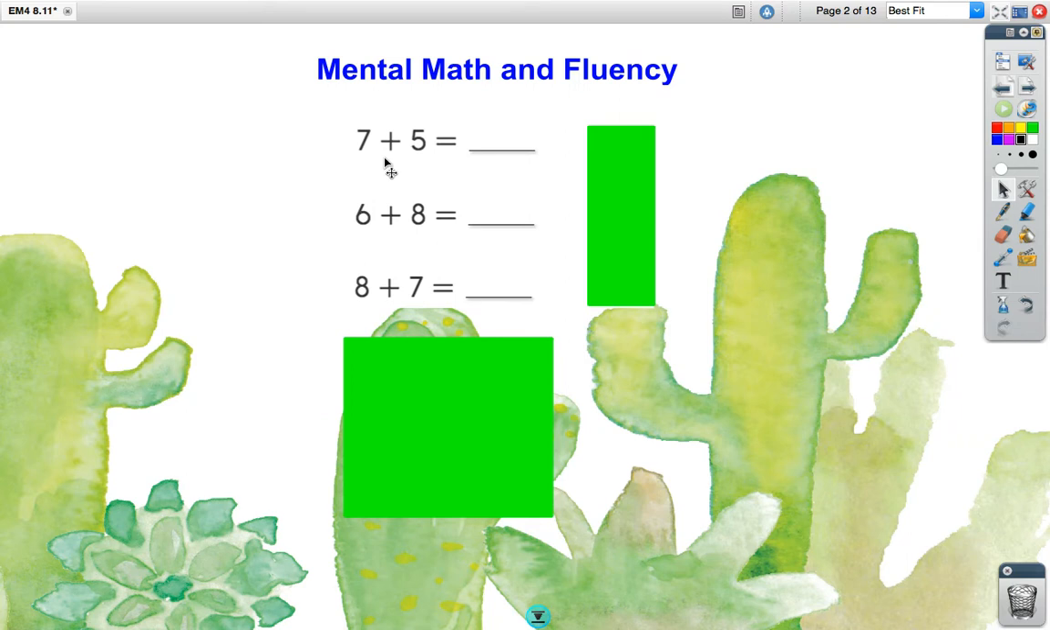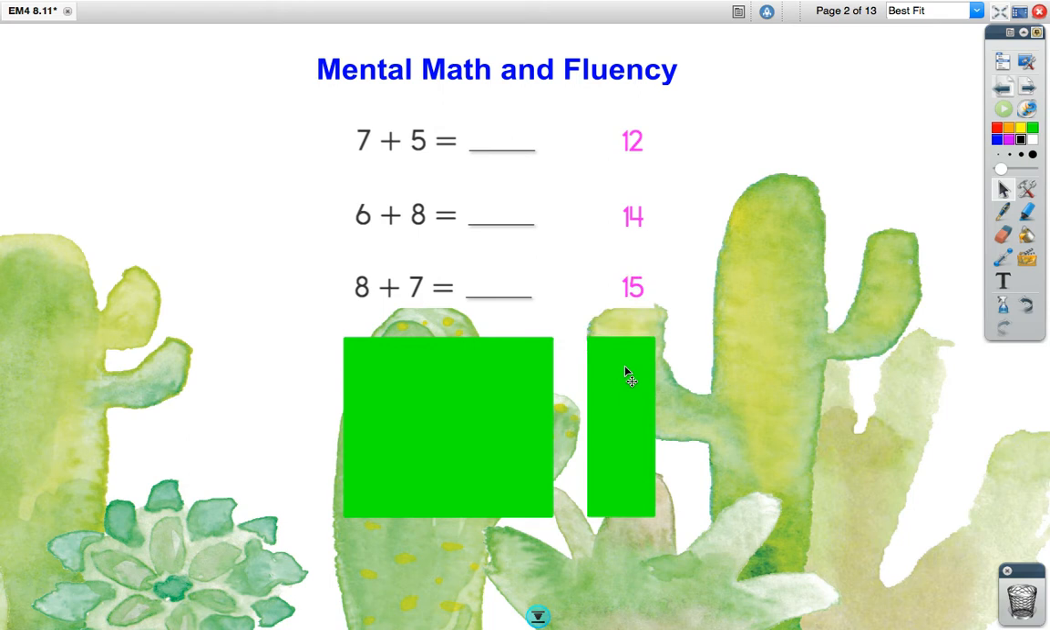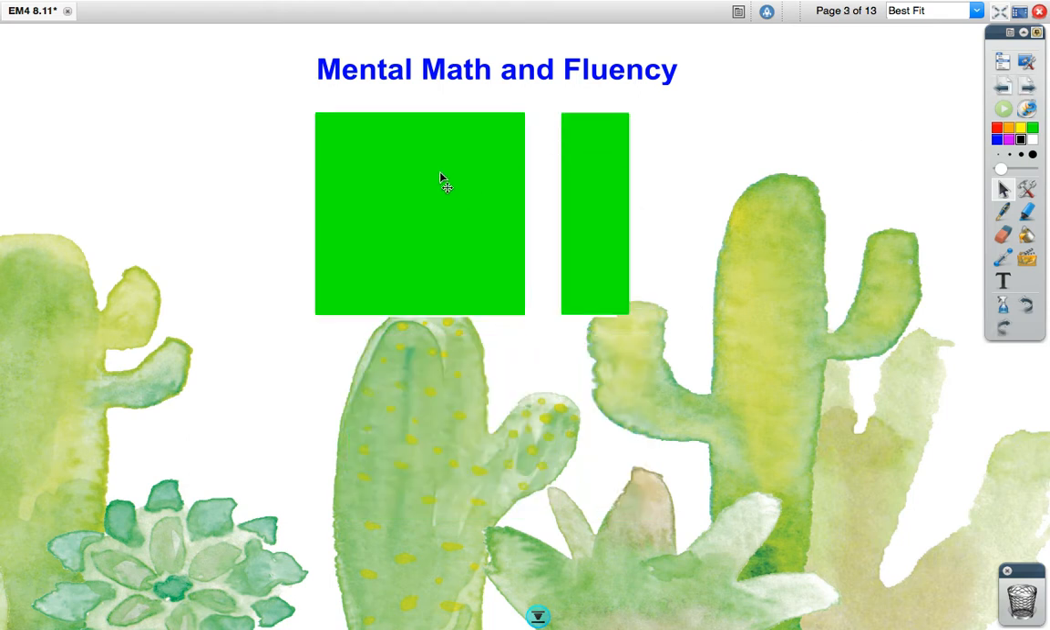The answers are 7 plus 5 equals 12. 6 plus 8 equals 14. 8 plus 7 equals 15. Great job. Let's try the next one. Ready? Begin.